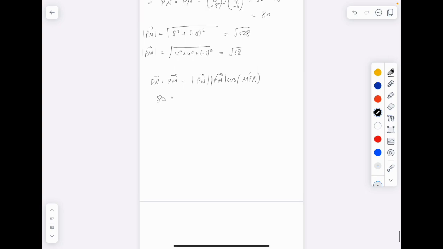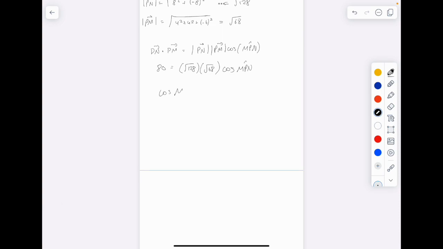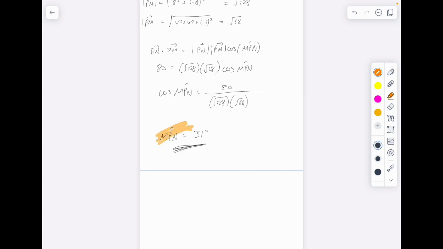Okay, so 80 is going to equal root 128, root 68 times cosine of NPM. So I can therefore say that cosine of NPM is equal to 80 over root 128 root 68. Okay, so therefore the angle NPM is going to equal what? It's going to equal 31 degrees, guys. And that is going to be the final answer to this question.